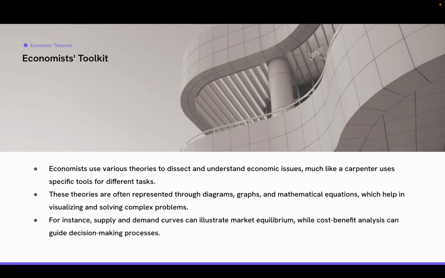And the economist's toolkit. Economists use various theories to dissect and understand economic issues, much like a carpenter uses specific tools for different tasks. These theories are often represented through diagrams, graphs, and mathematical equations, which help in visualizing and solving complex problems. For example, supply and demand curves can illustrate market equilibrium, while cost-benefit analysis can guide decision-making processes.